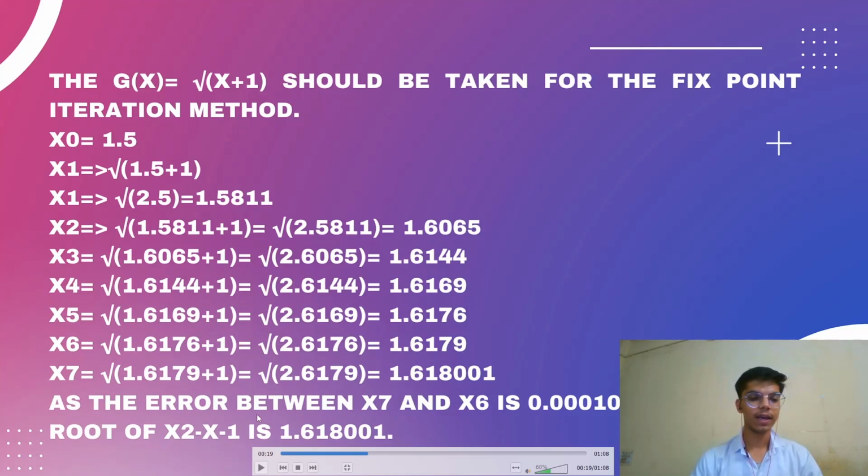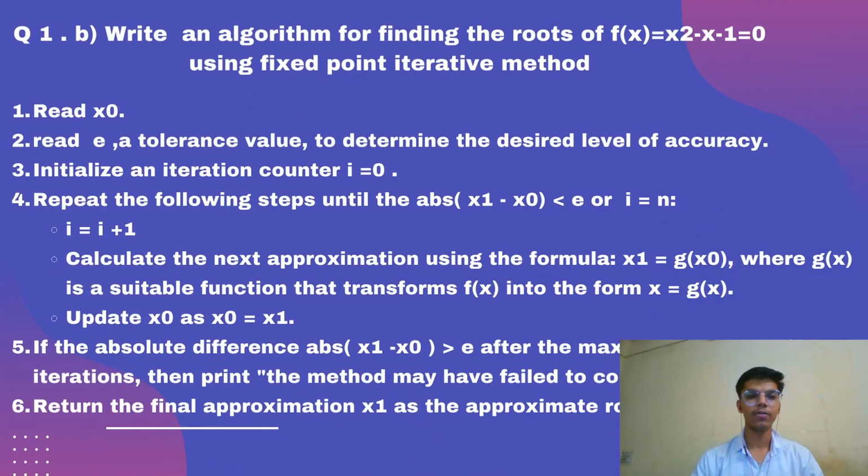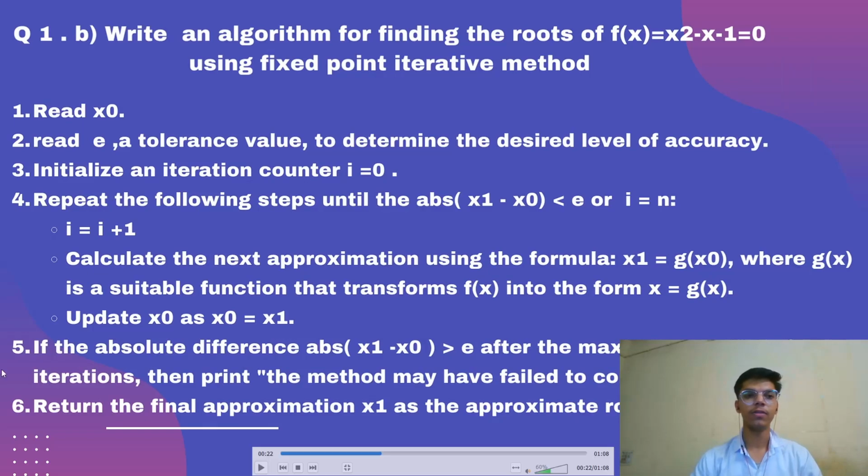Now as you can see, the error between x7 and x6, which are given here as 1.6179 and 1.618001 respectively, is 0.000101. Hence the root of the function is 1.618001. So now let's head to our next question.